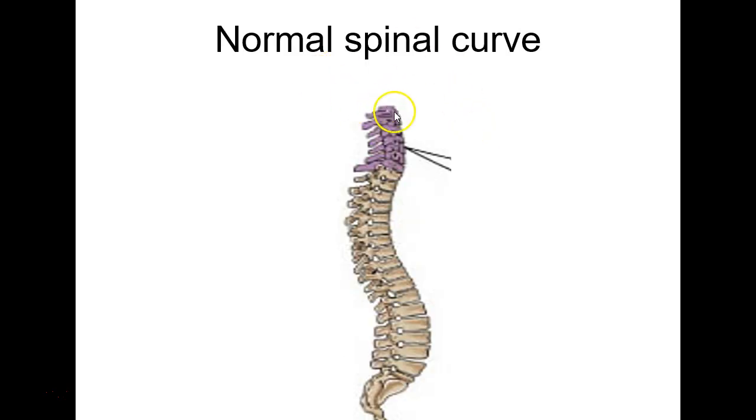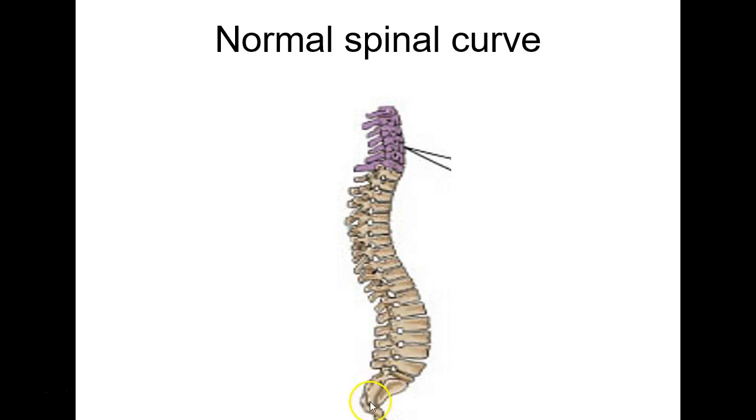So here's the spine, normal curve of the spine. This is the front, that's the back. So that's the cervical vertebrae. You've got 7 cervical vertebrae. C1 and C2 have their own names. Remember, atlas and axis will come around. We'll talk about that later. You have 12 thoracic vertebrae. Remember, you have 12 ribs on each side that come off of here. And then you've got 5 lumbar vertebrae.